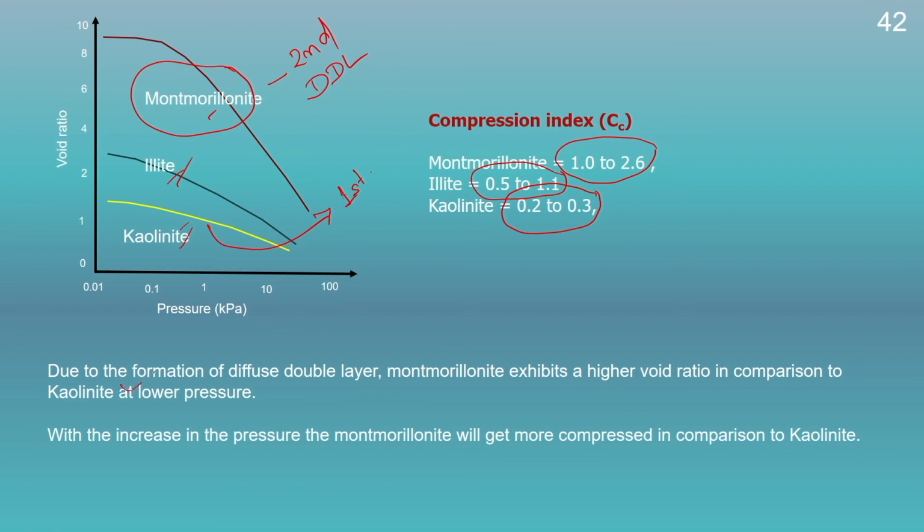So, here we could see that due to the formation of the diffuse double layer, montmorillonite exhibits a higher void ratio in comparison to kaolinite at lower pressure, and with increase in the pressure the montmorillonite will get more compressed in comparison to the kaolinite because of the compression of the diffuse double layer thickness, whereas in this case the particle fabrics will prevent the kaolinite particles from compressing to a large extent. Therefore, the compressibility of kaolinite will be less in comparison to montmorillonite.